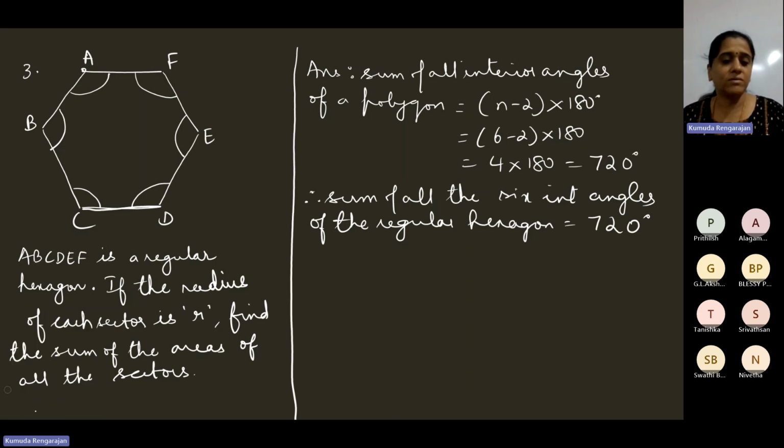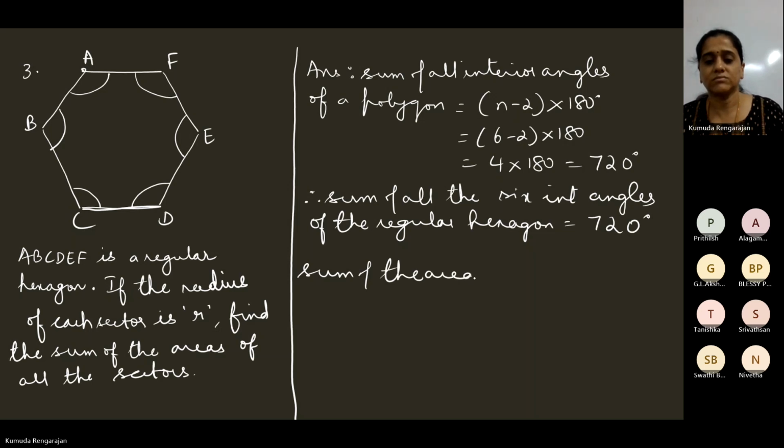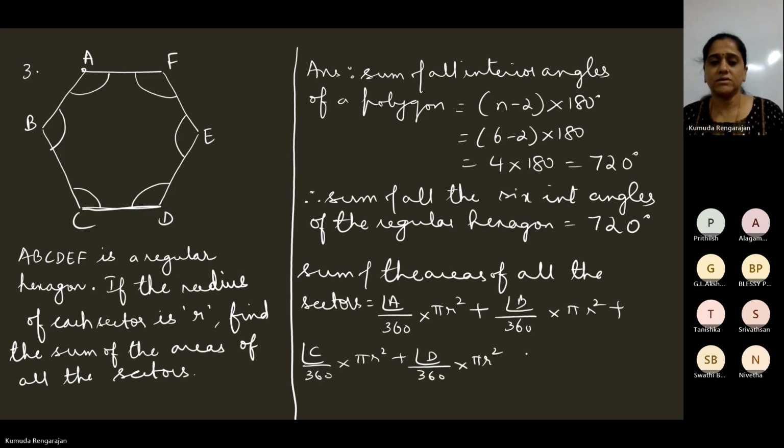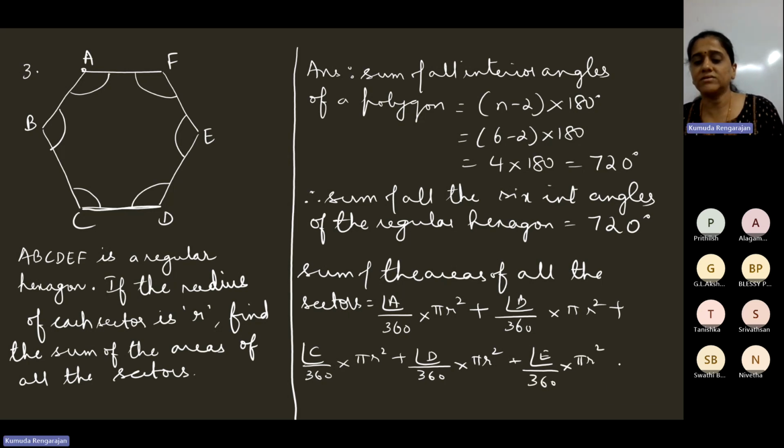Now, the sum of the areas of all the sectors will be equal to angle A by 360 into pi r square, plus angle B by 360 into pi r square, plus angle C by 360 into pi r square, plus angle D by 360 into pi r square, plus angle E by 360 into pi r square, plus angle F by 360 into pi r square.